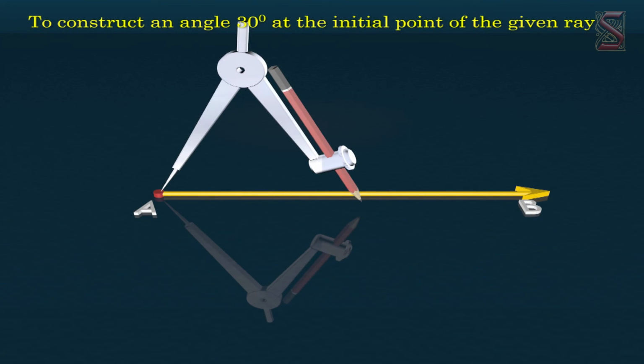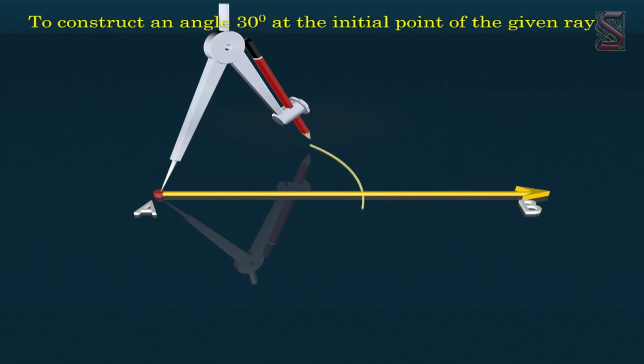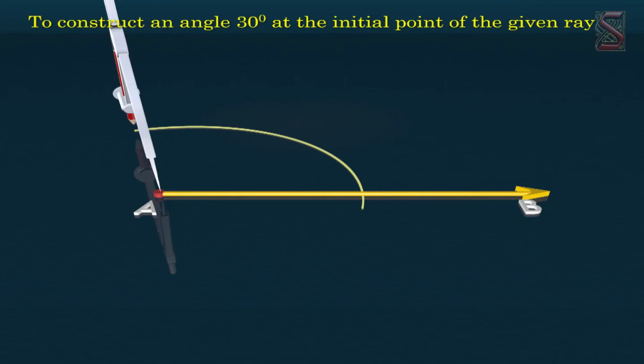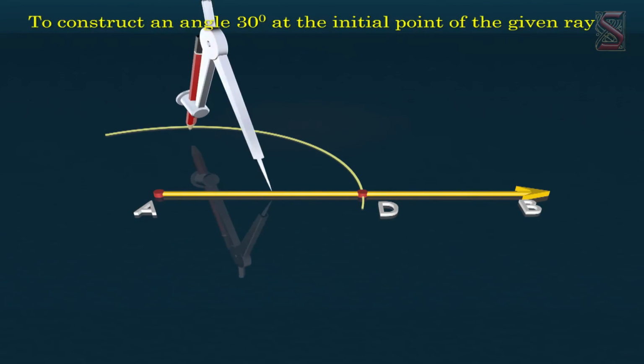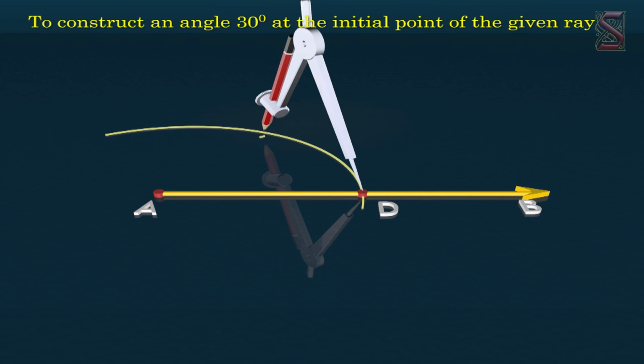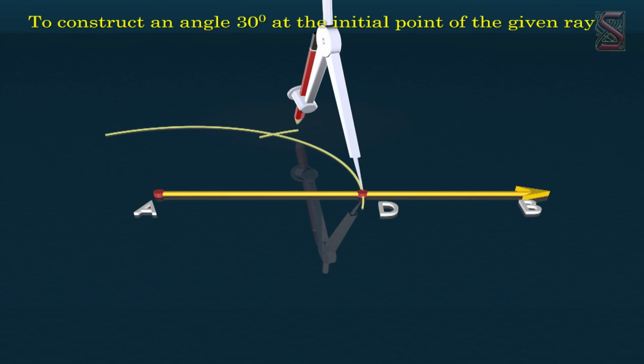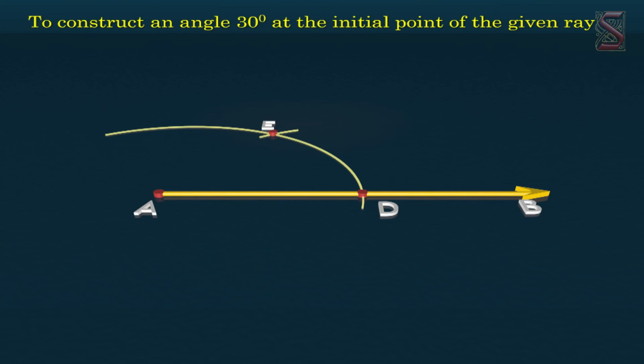Step 2. With A as center and any convenient radius, draw an arc to cut AB. Name it as D. Step 3. With D as center and same radius, cut the previous arc and name it as E. Step 4. Join A.